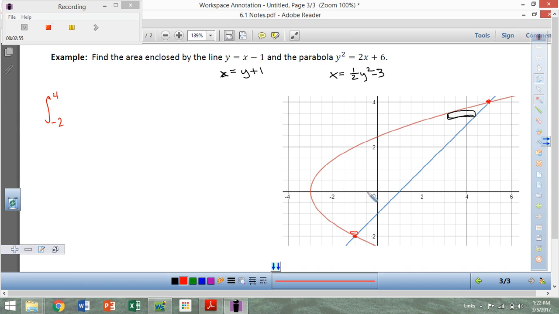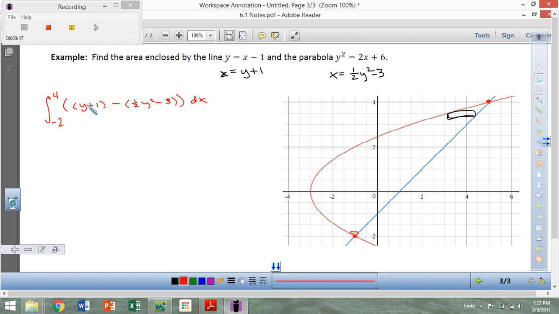Okay, and then the second thing is when we have our vertical rectangles, it's always top function minus bottom, and for these it's always going to be the rightmost function minus the leftmost function. So my right function will be the line y plus 1, and I'm going to subtract from that the left function, which is 1/2 y squared minus 3. And so there we have the integral set up.